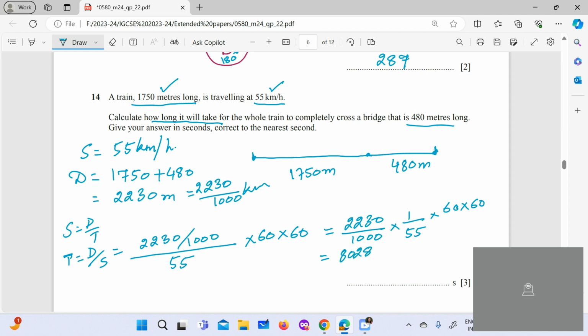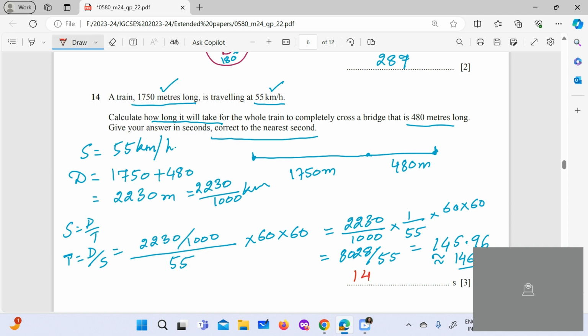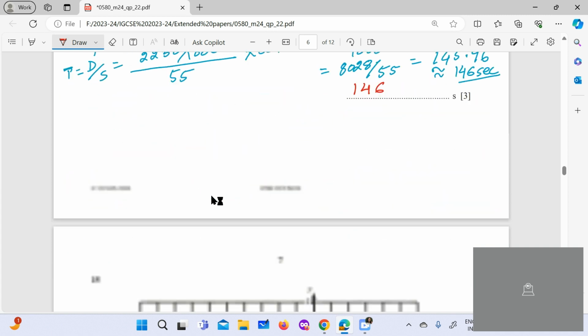So 8028 over 55, which will give us 145.96. Now your question is correct to the nearest second. So 145.96 can be rounded to 146 seconds. That will be correct to the nearest second. So your answer is 146 seconds. Okay. Now let's go to the next question.